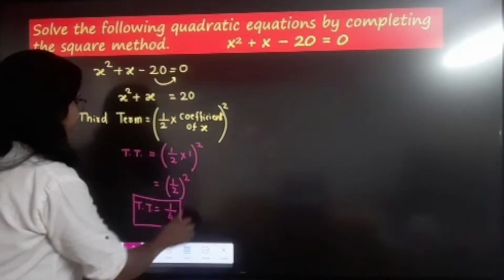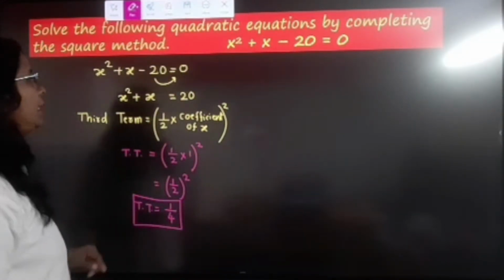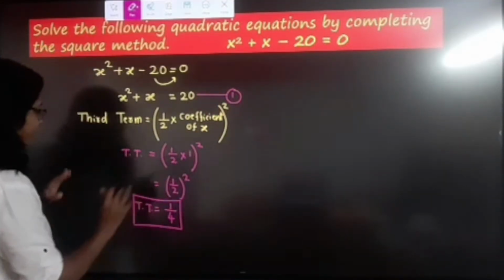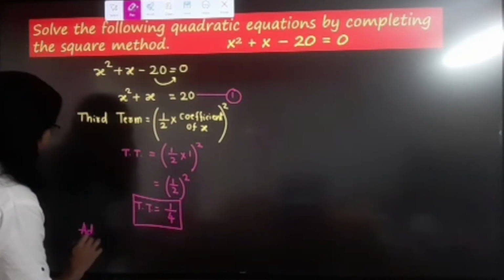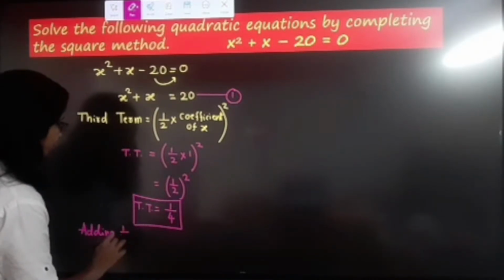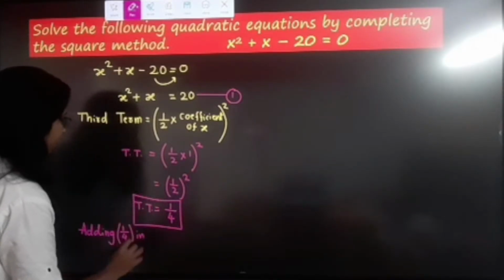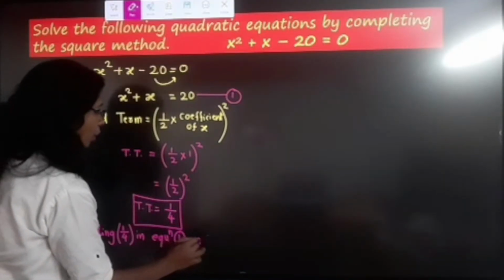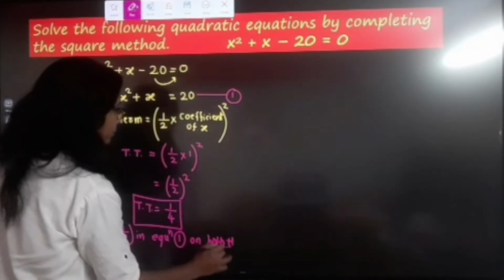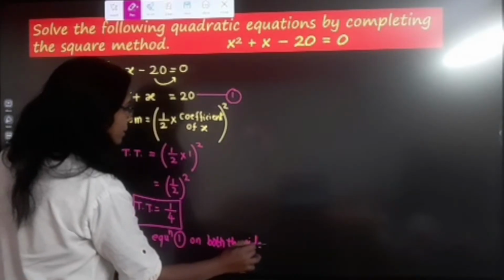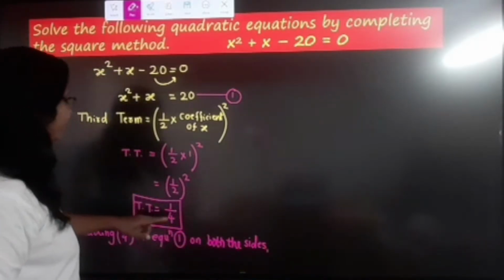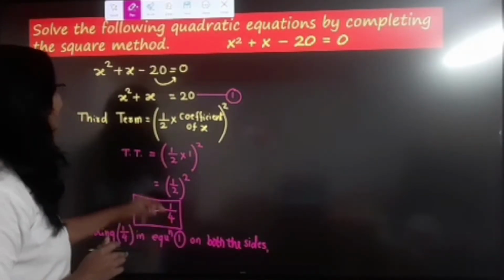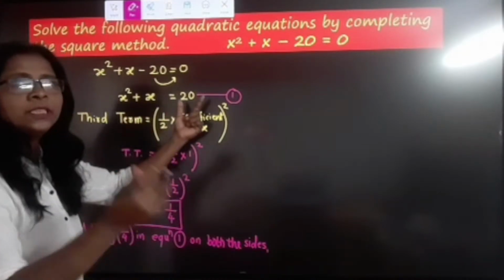Now I call this equation the first one, and then add 1 upon 4 in equation 1 on both the sides. 1 upon 4 is the third term, so you have to add 1 upon 4 on both the sides.